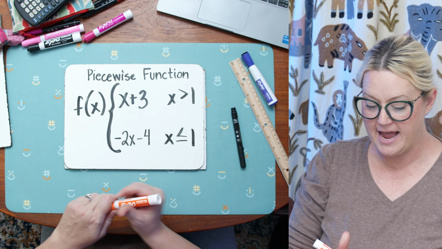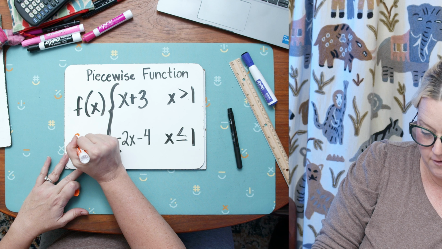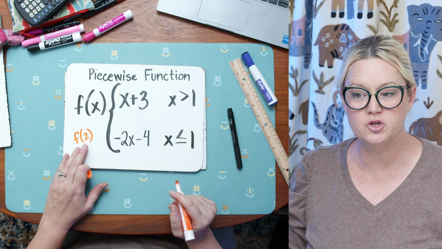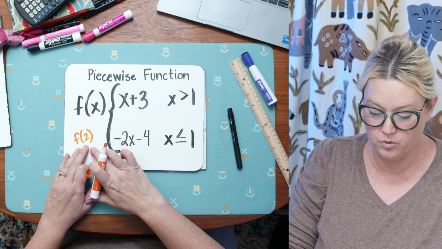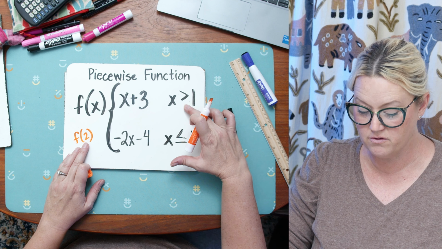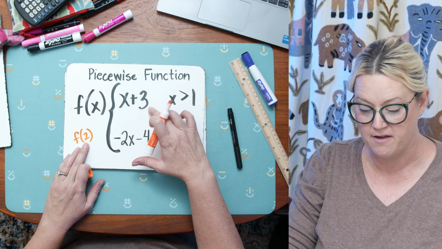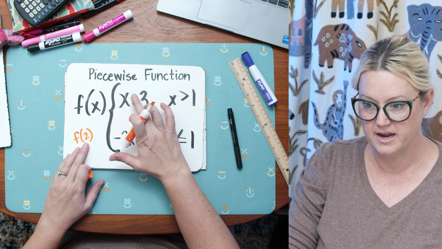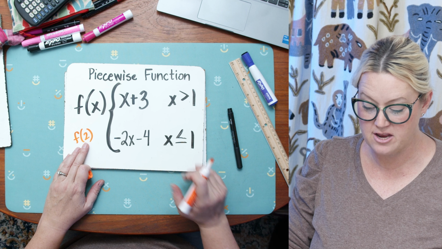So if I were to ask you what is f of 2? Well, you would say, okay, the x value 2 is greater than 1, so f of 2 would be 5. I would use this function when x is greater than 1, plug it in, and you get that value.